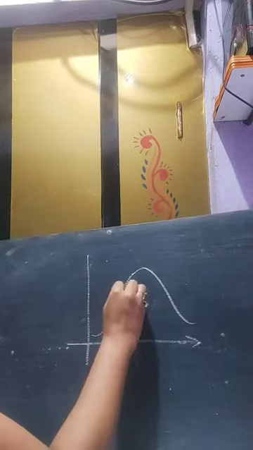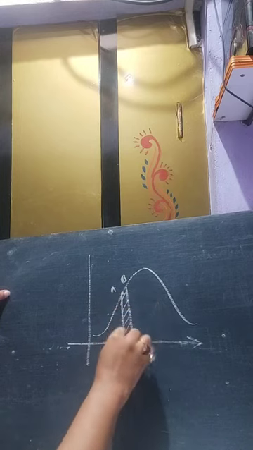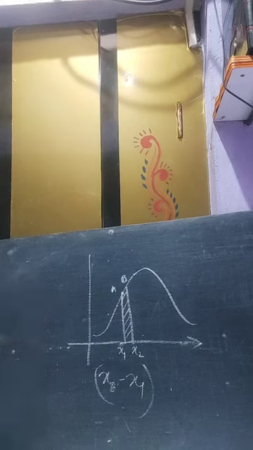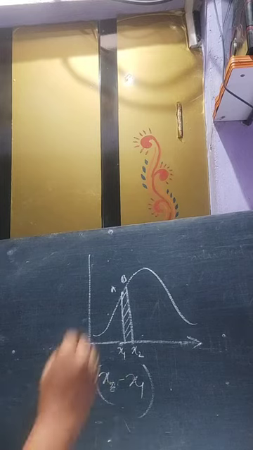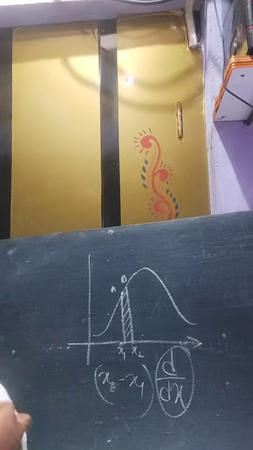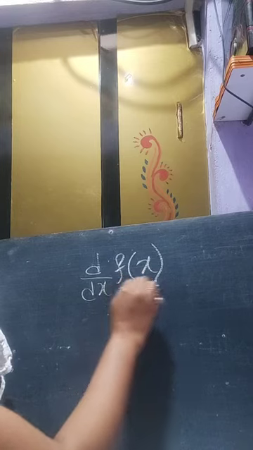Let us understand by this graph. Suppose this is a curve. If I take two points A and B here, how will you find the difference? That is basically x2 minus x1, that is the difference. Clear? Now if I make these points very close, it is not physically possible to find the difference. That's why we use this operator d/dx. The d/dx is the operator which works on a function f(x), so f(x) is a function being operated on by the d/dx operator.